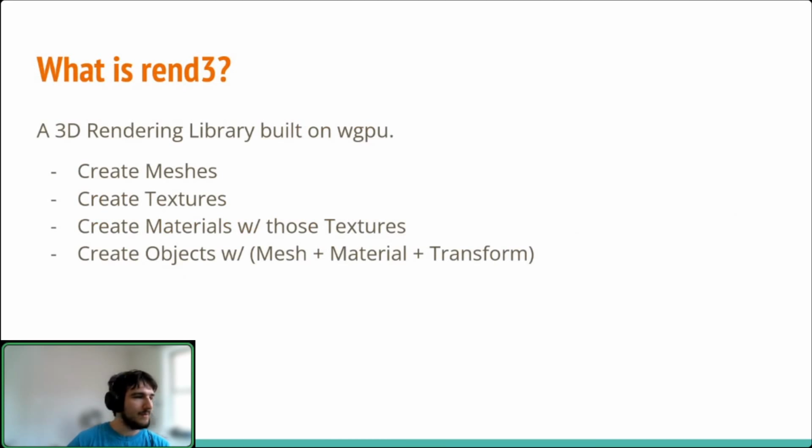Okay, so what is rend3? Rend3 is a 3D rendering library built on WGPU. It is designed to be very easy to use, but it must be customizable for all of the needs of real applications. So the API is very simple. You create a mesh, you create textures, make materials with those textures, and you put them all together. You create an object that has a mesh and a material and a transform in the world, and then rend3 goes through and renders it.